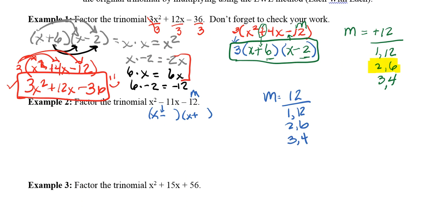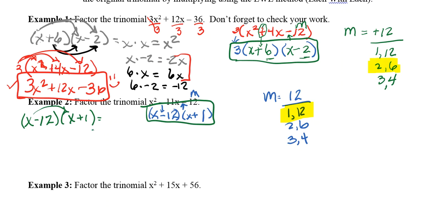Now I'm going to subtract. So pick the pair that subtract to 11. It's always the middle number. Well, the two that subtract to 11 are 12 and 1. The bigger number goes in the front, so that's a 12. The smaller number goes in the back. Now I can just check it. I'm going to go ahead and box it, and then I'll come over here and check it. It's x minus 12 times x plus 1.